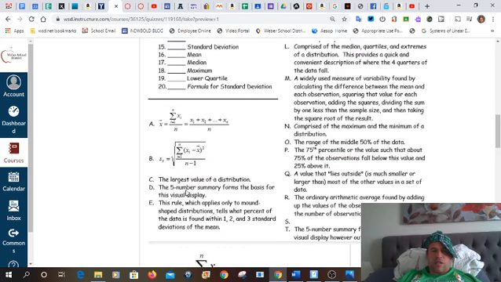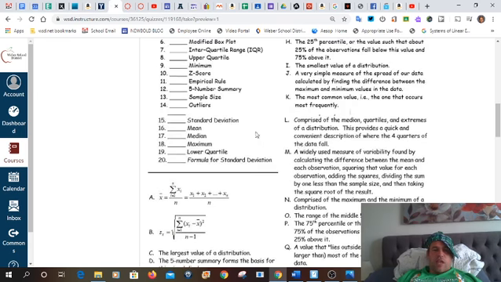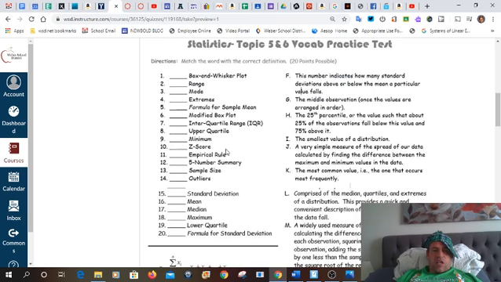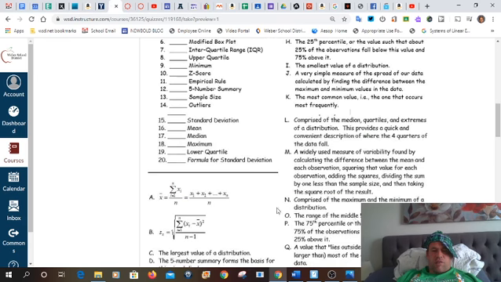It's coming back to me. Not there. There it is. The range of the middle 50% of the data: Q3 minus Q1. So again, that is the... Which one is that one? Let's find out here. The range of the middle 50% of the data. Oh yeah, so that's the IQR, the interquartile range.